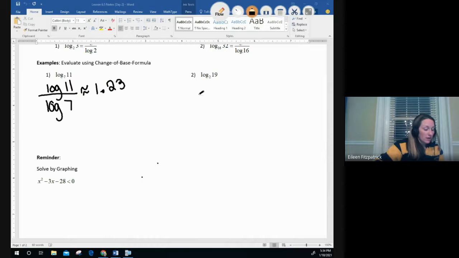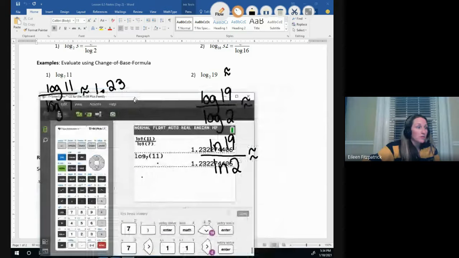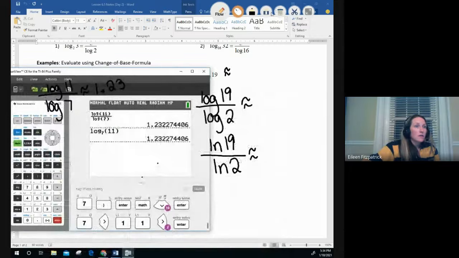We'd rewrite it as log of 19 over log of 2. Or if we want to use the natural log, just because we didn't do this for the last problem, we could also say it's natural log 19 over the natural log of 2. And I'll show that they're all the same approximations, all 3 of them. On my calculator, I'll do the original problem first.